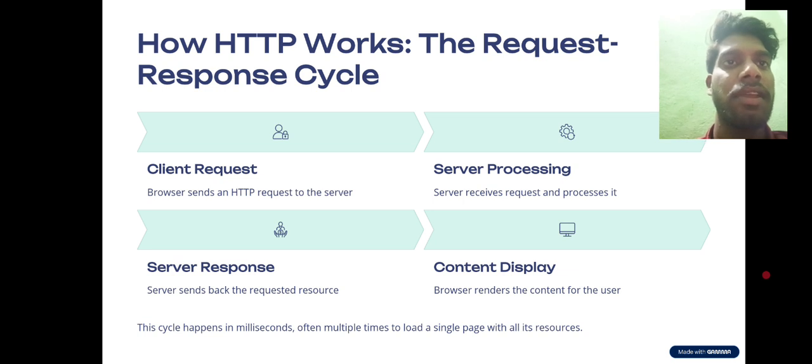How HTTP works: the request-response cycle. Client request: the browser sends an HTTP request to the server. Server processing: the server receives the request and processes it. Server response: the server sends back the requested resources. Content display: the browser renders the content for the user.